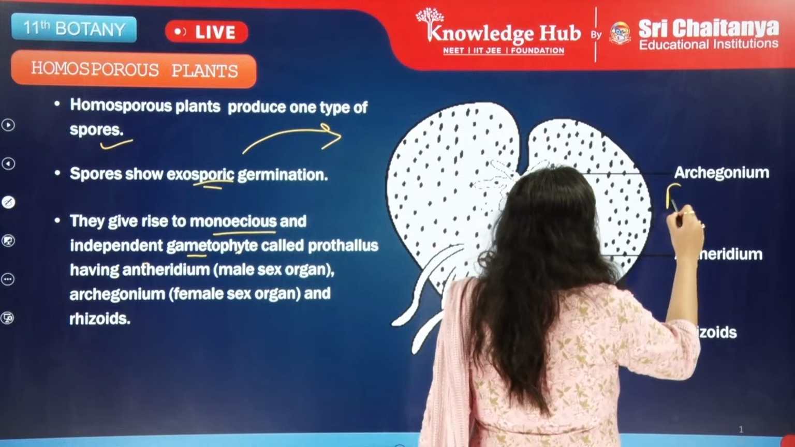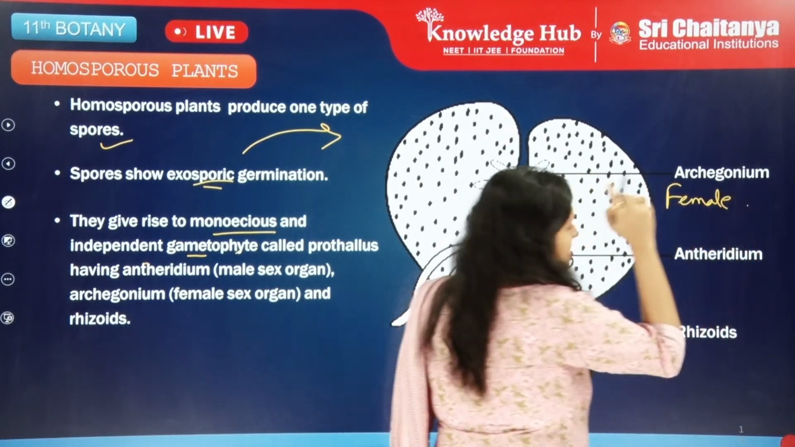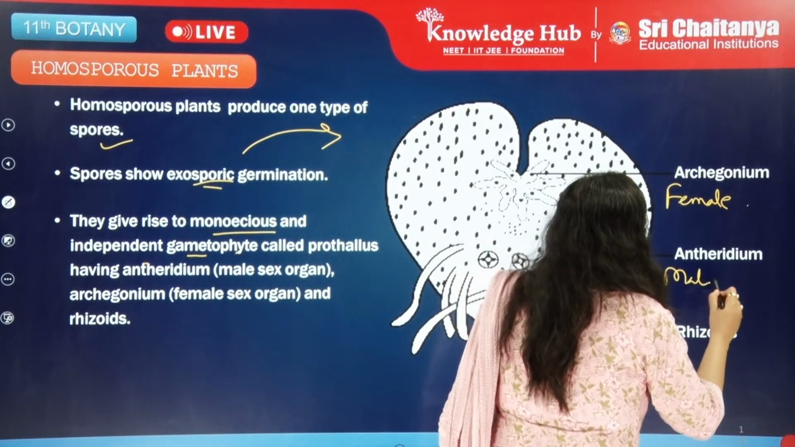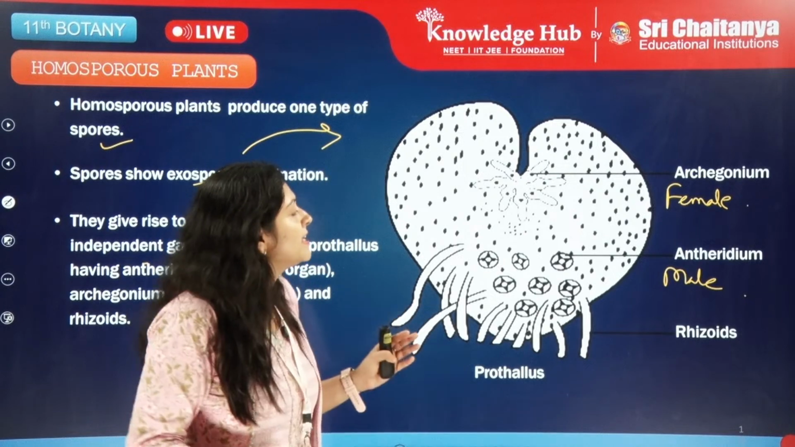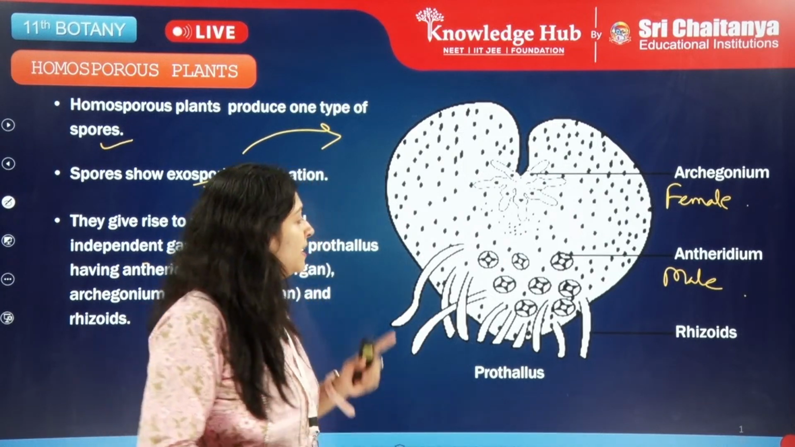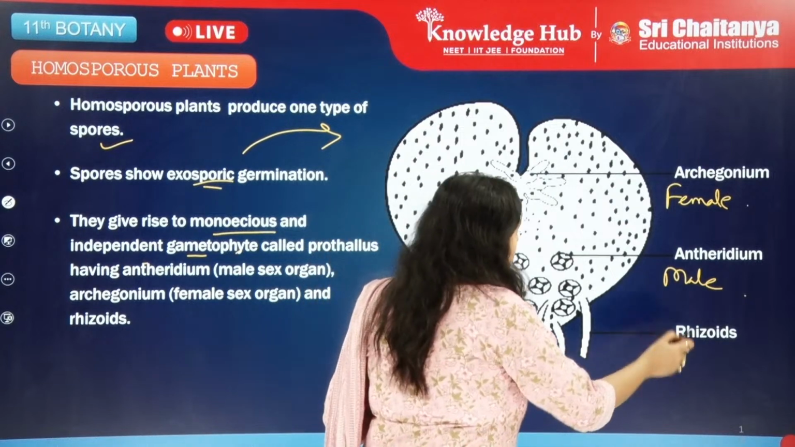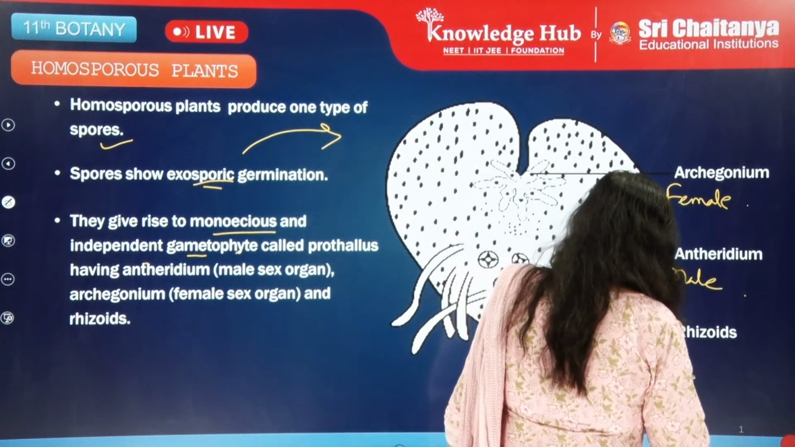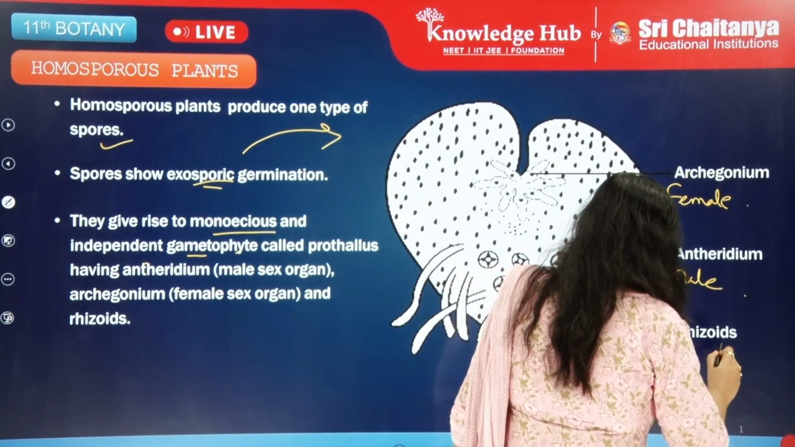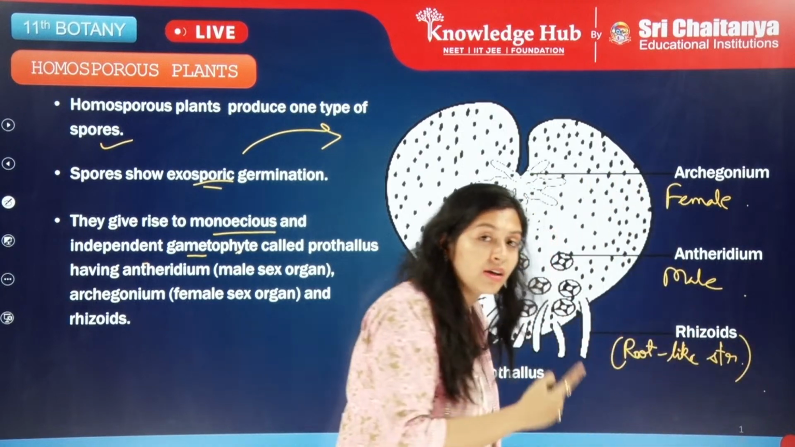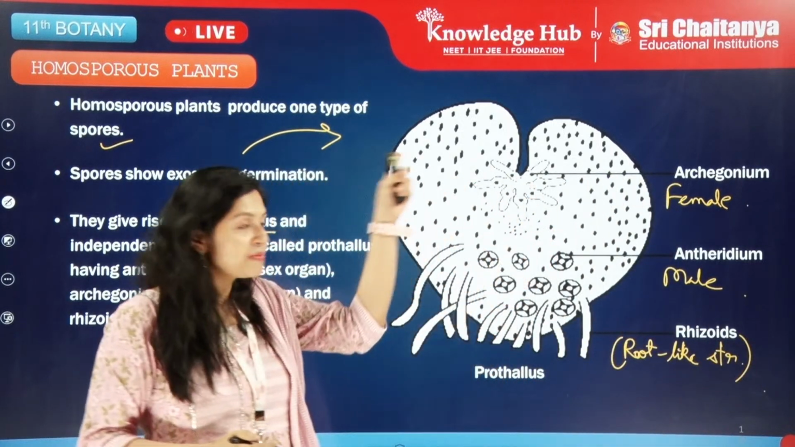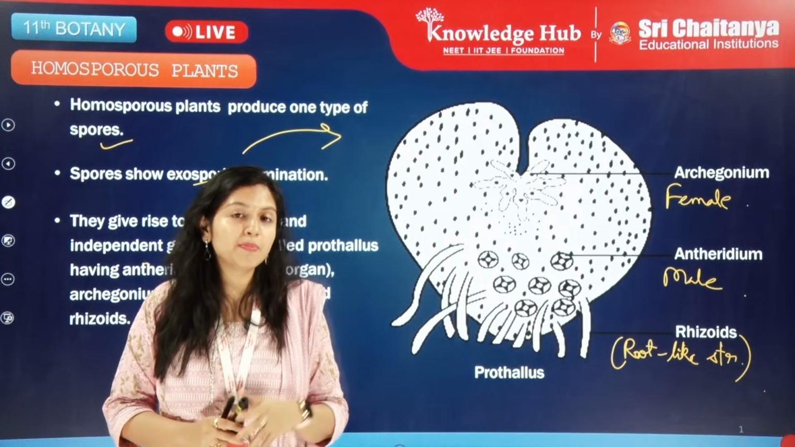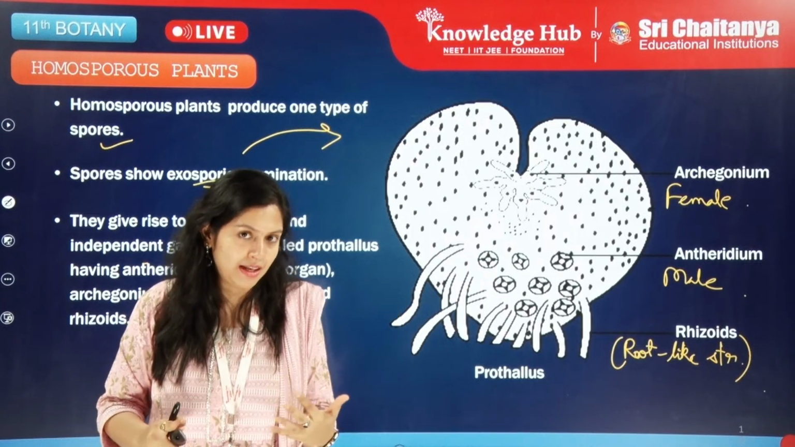It has the female part, that is the archegonium, and also the male reproductive part, that is the antheridium. Now this has rhizoids. What are rhizoids? Exactly, these are the root-like structures in the plants. And this particular one is called a prothallus. So it's a prothallus, not completely a thallus.